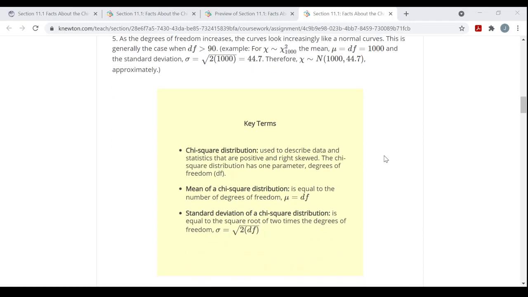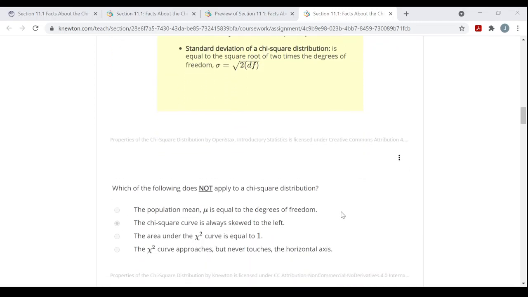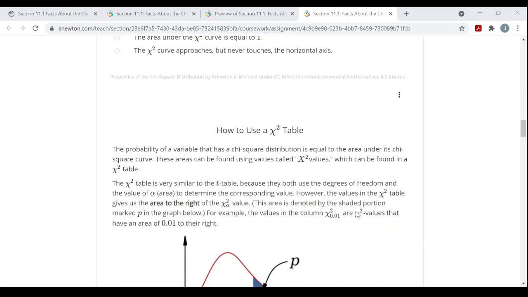Alright, so again, some key terms. Chi-square distribution, used to describe data and statistics that are positive and right-skewed. The chi-square distribution has one parameter, the number of degrees of freedom, because once you know the degrees of freedom, you'll get the mean and the standard deviation. The mean will be the number of degrees of freedom. The standard deviation is the square root of 2 times the number of degrees of freedom. Then these are just some example questions.